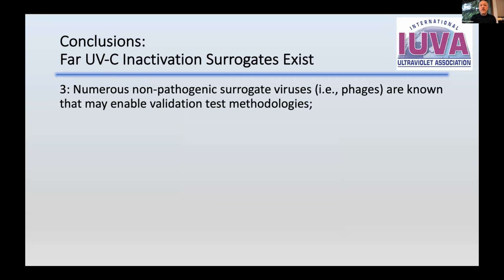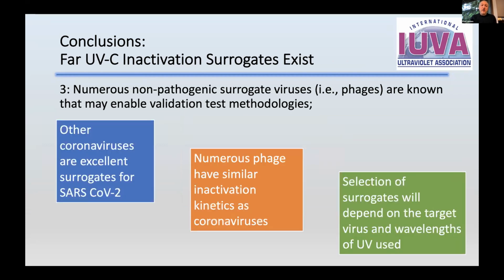The last conclusion is that there are numerous pathogen surrogates, such as phages, that are non-pathogenic, that are known that may enable validation test methodologies to be pursued. And use of these phage can be very effective for demonstrating effectiveness of UV sources. So the other coronaviruses, for instance, can be also thought of as surrogates. These are non-pathogenic or less pathogenic than something like SARS-CoV-2. These are definitely excellent surrogates.